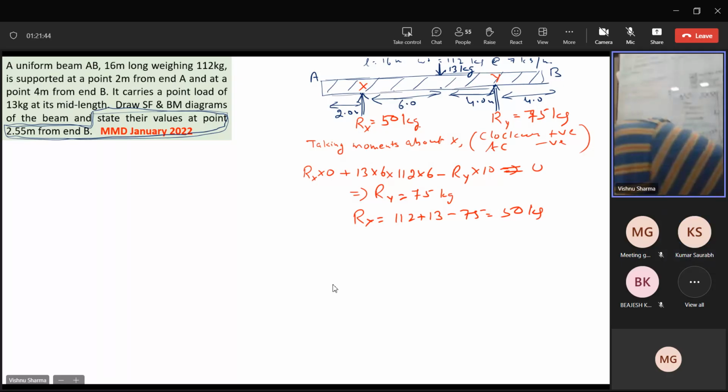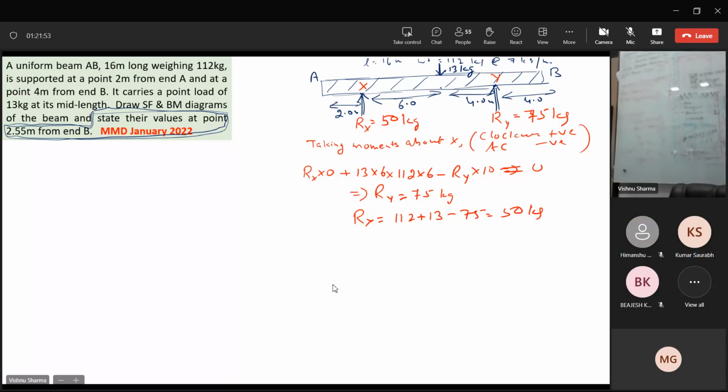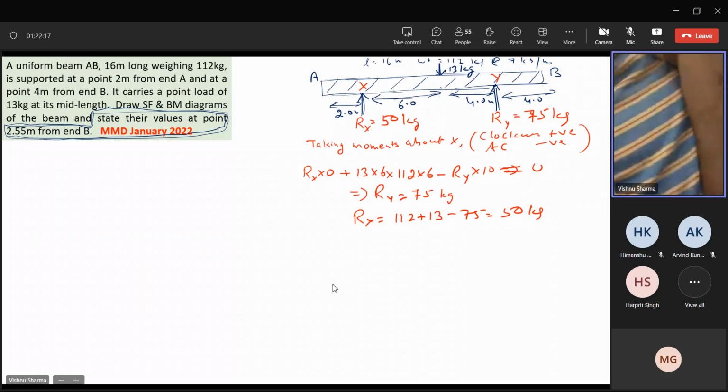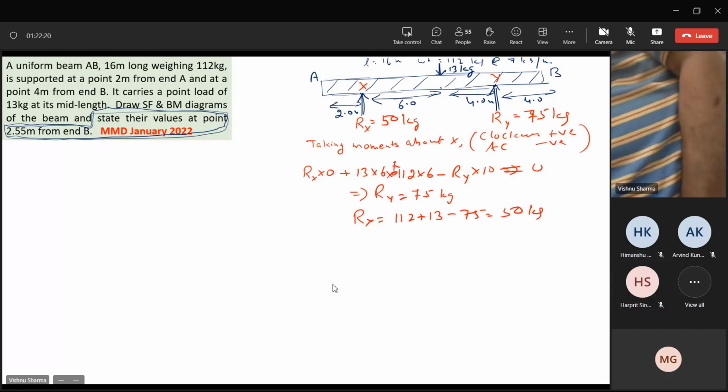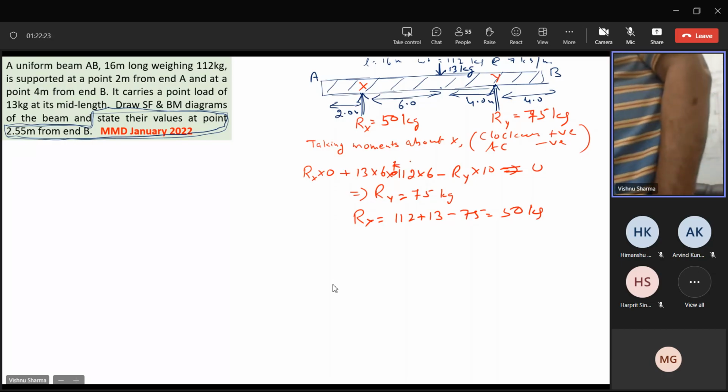Guys, is everybody good with the reactions? If you're okay with that, then the second step is done. Yes, sir. We have to address one step at a time. So here Rx into 0 plus 13 into 6 plus 112 into 6, no? Sorry, let me see what have I done. Okay, that is plus, it is plus. Ry is coming 75, that is correct. That's plus only. That's a writing mistake.